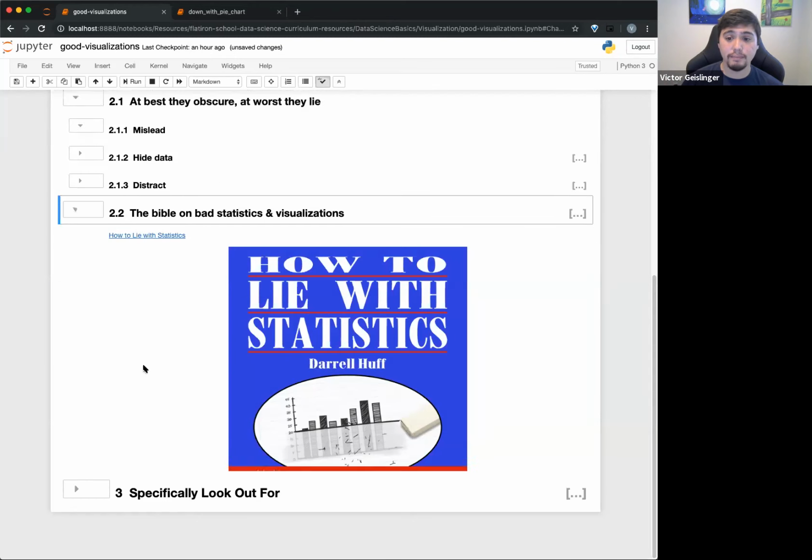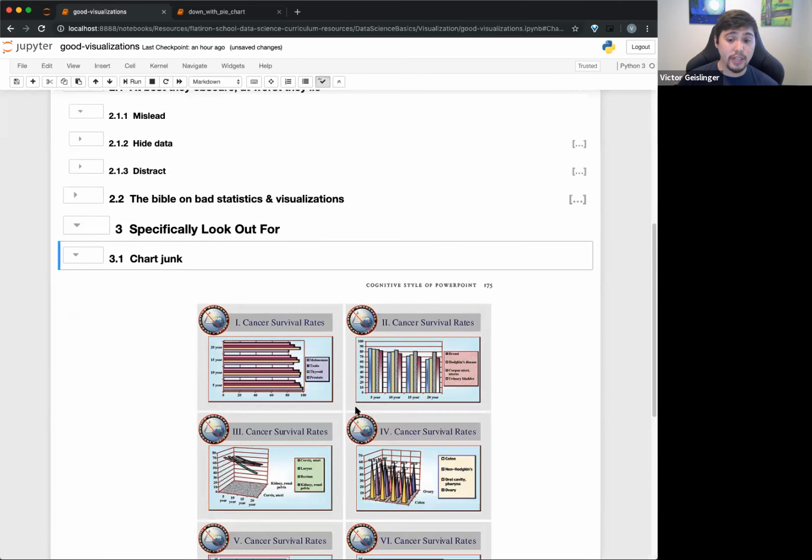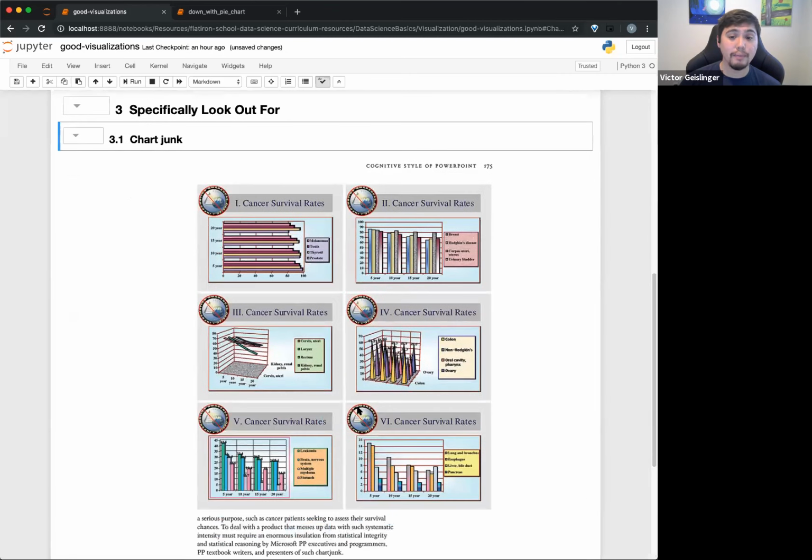Okay. So things to specifically look out for. These are bad visualization parts that you shouldn't do. For one thing, it's called chart junk. Chart junk is basically anything that is distracting from the actual part of the data. This includes 3D graphs. Why does that have to be 3D? There's not usually a real reason to have a 3D graph.